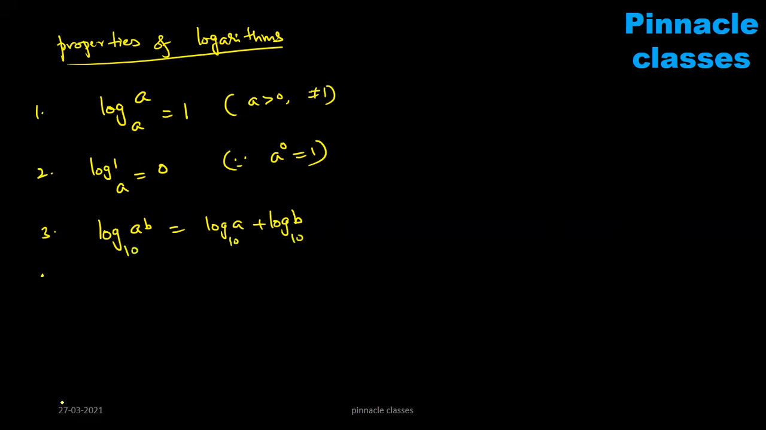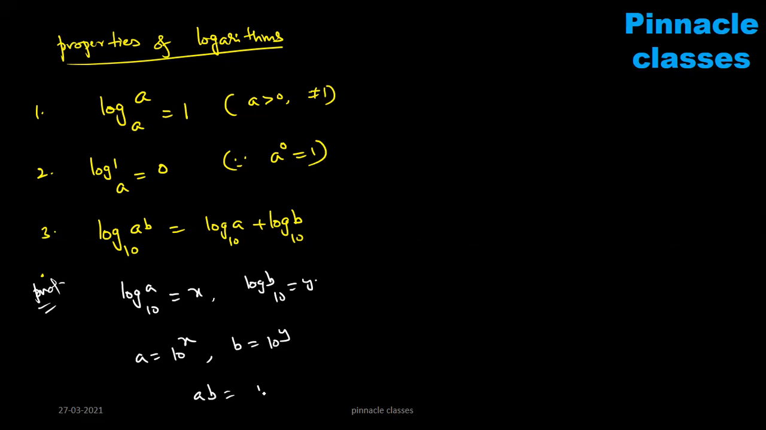Proof is required. Okay, I'm giving proof for this case, especially 3. So how to write the exponential model? Log A to the base 10 is equal to X, for example. Log B to the base 10 is equal to Y. Here A is how much? B is how much? Multiply them. AB is equal to 10 power X into 10 power Y. AB is equal to 10 power X plus Y.